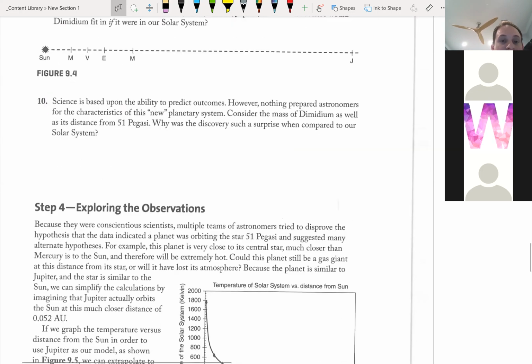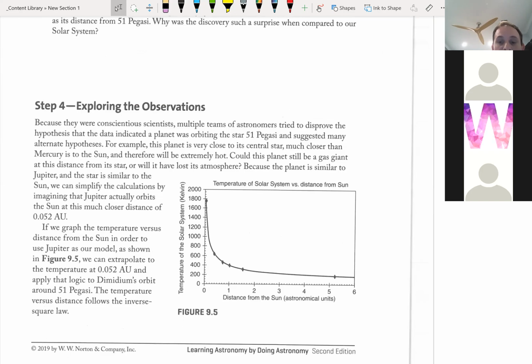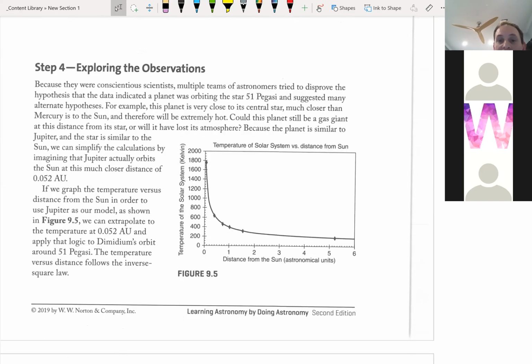Okay. Step 4, exploring the observation. So this here is the temperature of our solar system versus distance to the sun graph. We sort of did something very similar last lab, right? We have the distance to the sun in AUs. You have the temperature of the solar system in degrees Kelvin, right? And you just calculated the distance from this planet to its star. You're basically going to try to figure out what its temperature would be on this graph. So you're just extrapolating that right here. Okay.